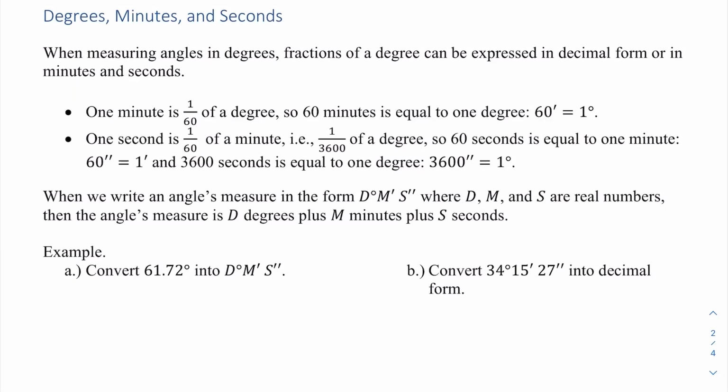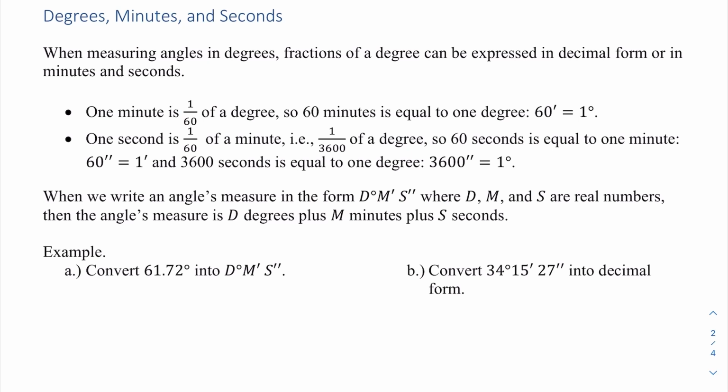When measuring angles in degrees, fractions of a degree can be expressed in decimal form or in minutes and seconds. So 1 minute is 1/60th of a degree. So 60 minutes is equal to 1 degree. 1 second is 1/60th of a minute, i.e. 1/3600th of a degree. So 60 seconds is equal to 1 minute. And 3,600 seconds is equal to 1 degree.